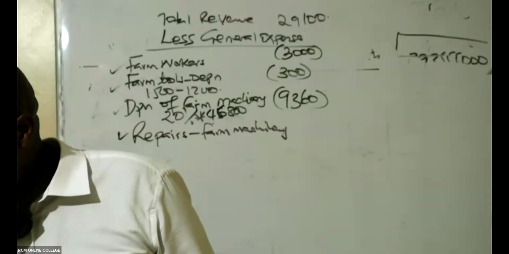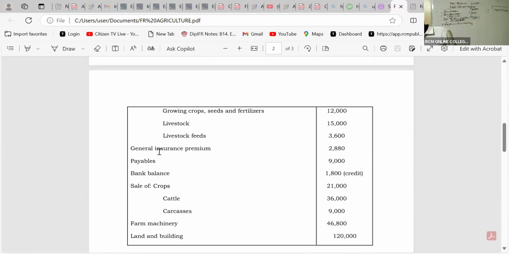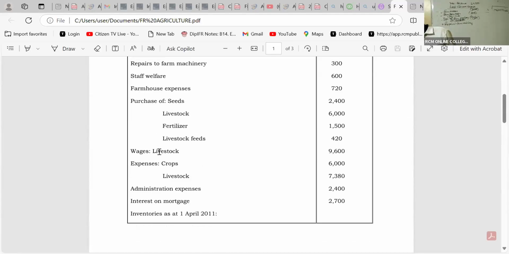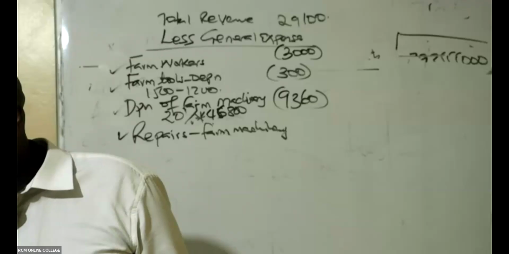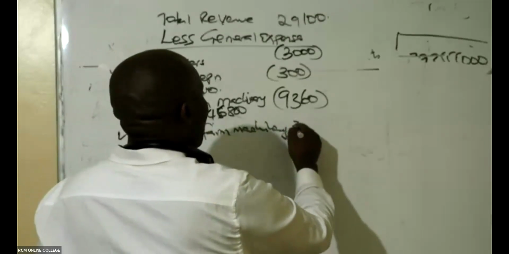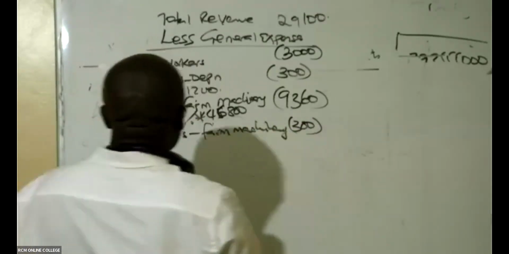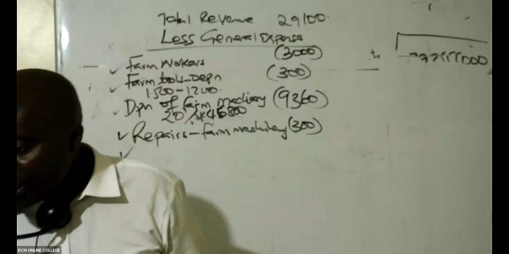So if you look at our trial balance, we are able to see repairs here. Repairs to farm machinery, 300. You're right. Then after that, you'll be able to move on to something different. So what are we looking at?